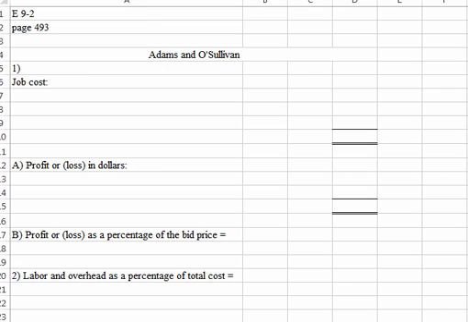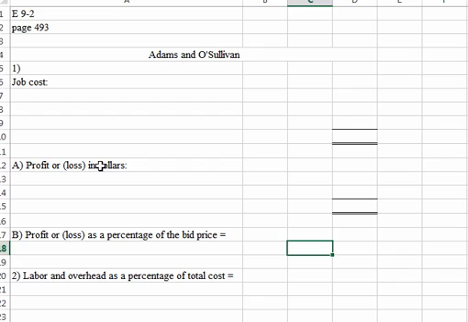Computing profit or loss on a bid. Adams and O'Sullivan, who are plumbers, successfully bid $30,000 for the plumbing work on a new luxury home. Total direct labor cost on the job was $9,500. Other direct costs were $2,500, and overhead is charged to jobs at 150% of direct labor costs. Number one, compute profit or loss on the job in dollars.